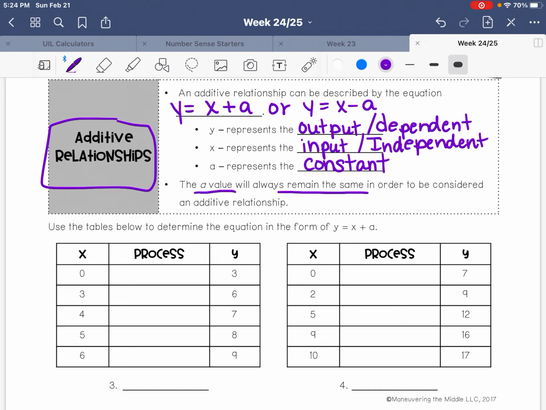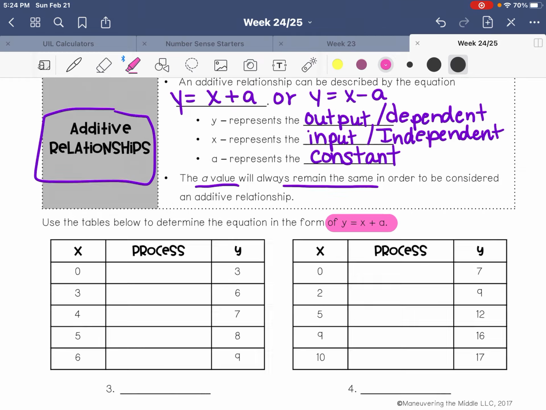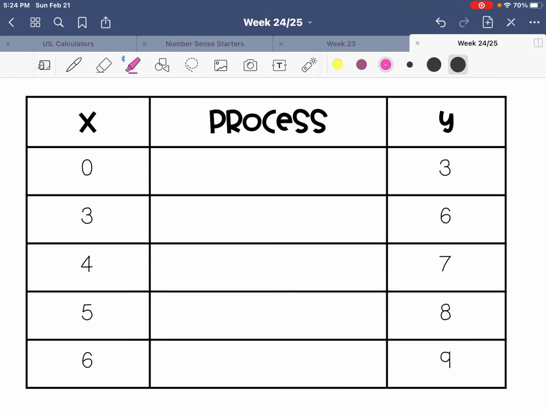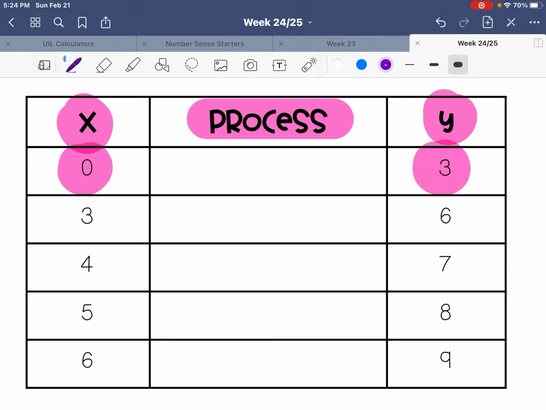So like we did with multiplicative, let's write the equations that go with the tables. So here we have a table where we have x and y. And in the middle, we have to figure out the process of how we're getting from x to y. And there's already a big hint. We know we're adding or subtracting. So let's look. If we go from 0 to 3, how do we get there? Oh, we're adding 3. But you have to check them all, because sometimes a table will fool you. The first two will be one thing, and then the next one will be something else. Always check the whole table.